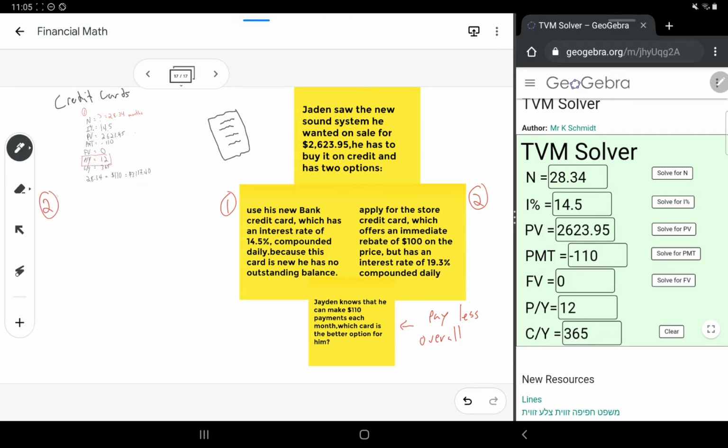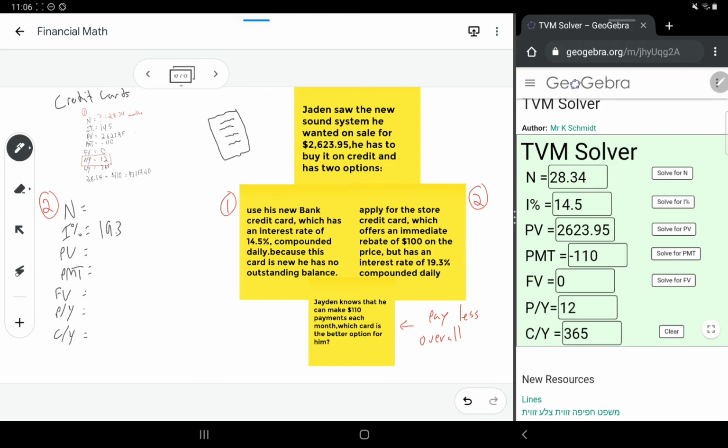Okay, so same criteria here. We're looking for N. We now know that's what we're looking for. The I%, the present value, the payment, the FV, the future value, the payments per year, and the compounding periods per year. Okay, so quickly filling all of this in here. We've got the percent on the second card. The store card is a little bit higher.